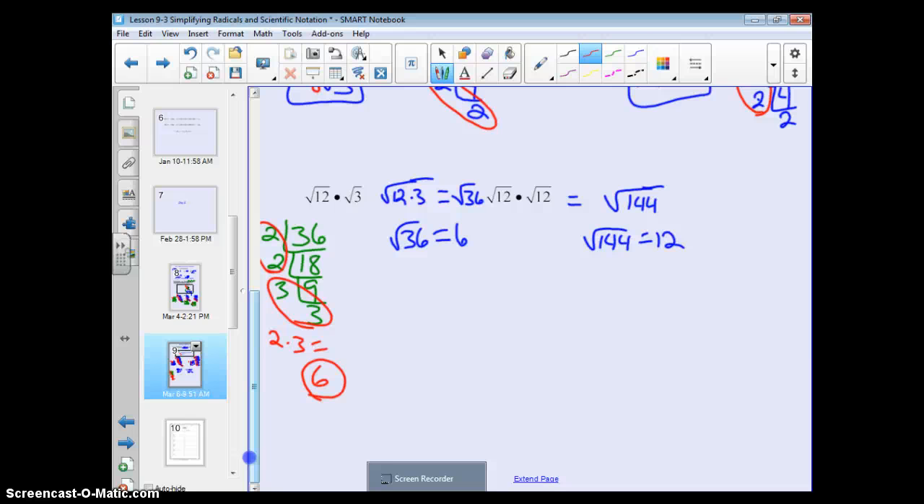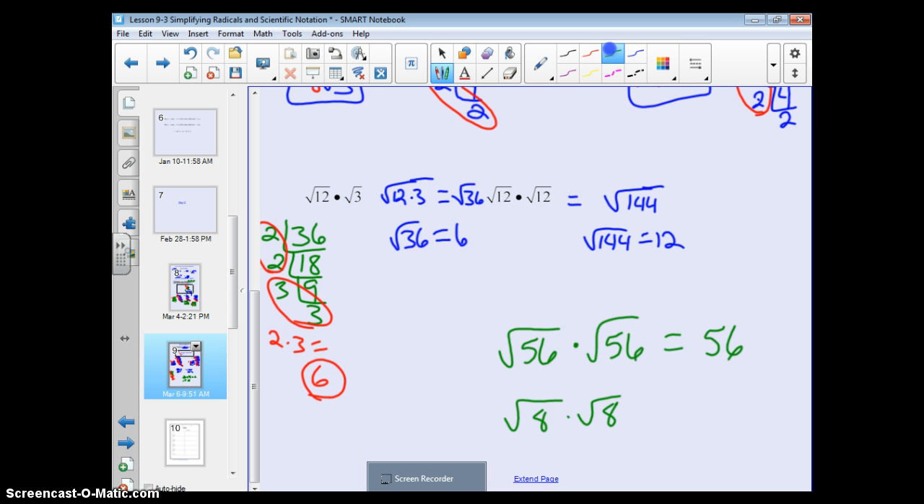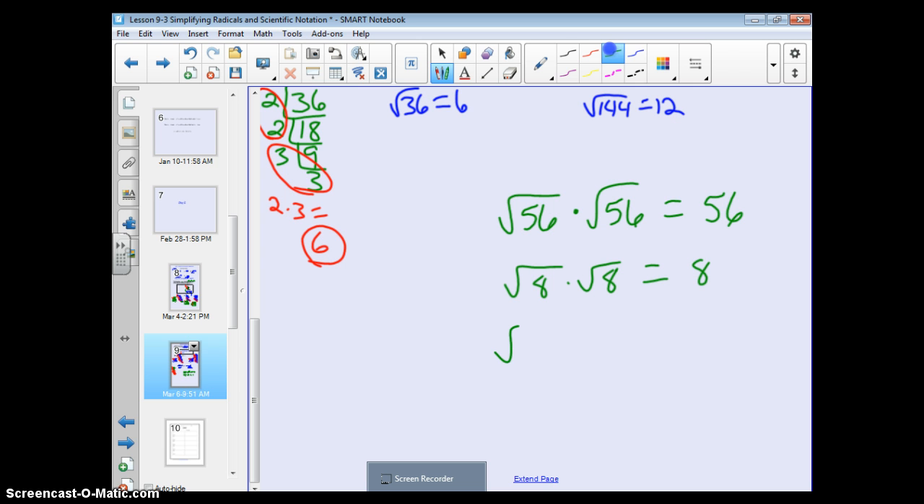Now, anytime you have a square root multiplied by itself, you will always just get that number without the radical sign. So say I had square root of 56 times square root of 56. That's going to equal 56. Or if I had square root of 8 times the square root of 8, that's equal to 8. Even if I had square root of xy times square root of xy, my answer would be xy. Okay?